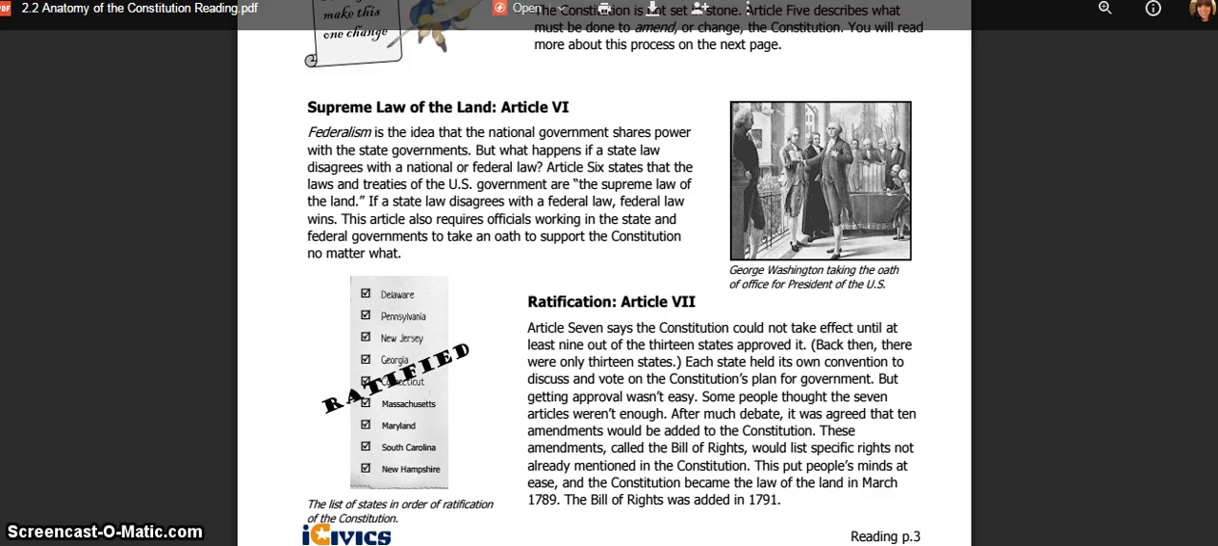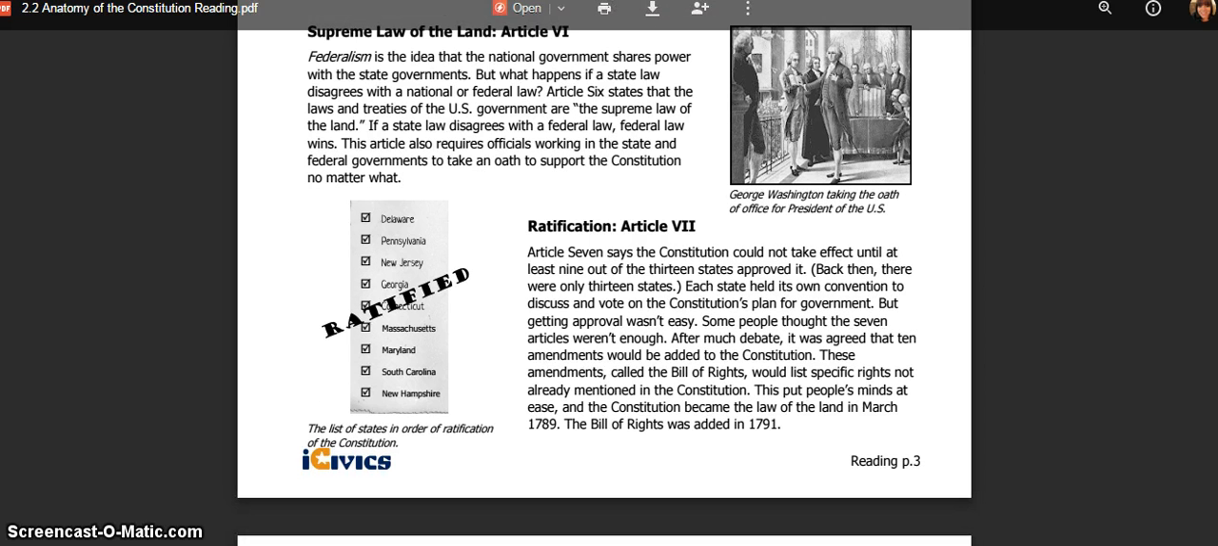Ratification, Article 7. Article 7 says that the Constitution could not take effect until at least 9 out of the 13 states approved it. Back then, there were only 13. Each state had its own convention to discuss and vote on the Constitution's plan for government. But getting approval wasn't easy.